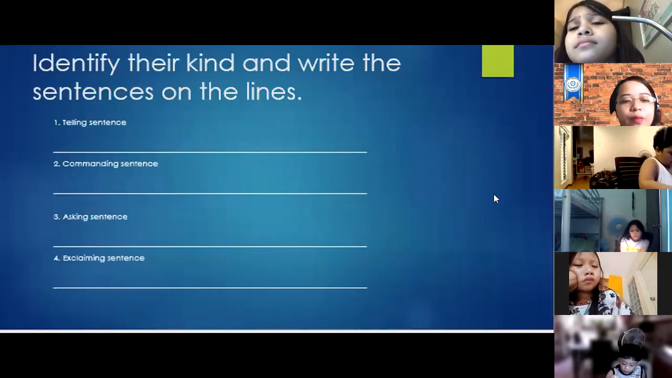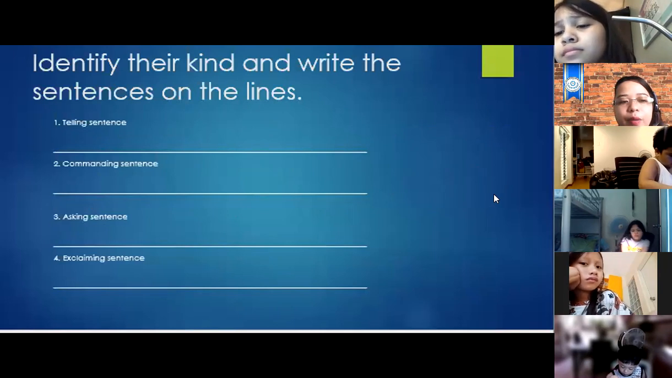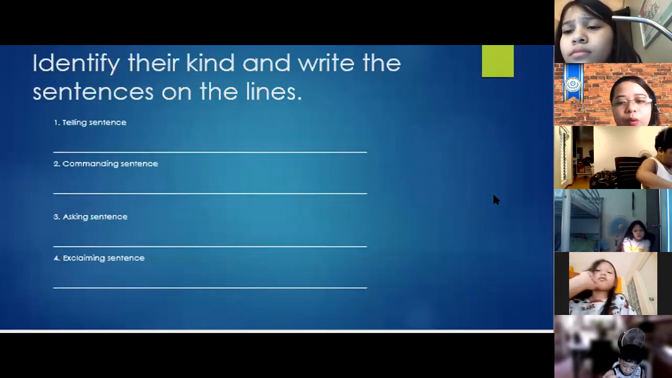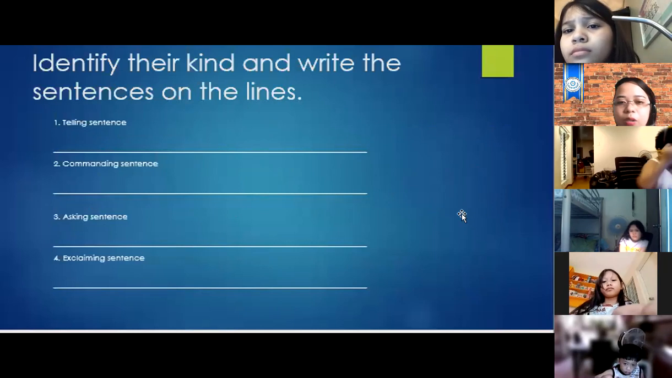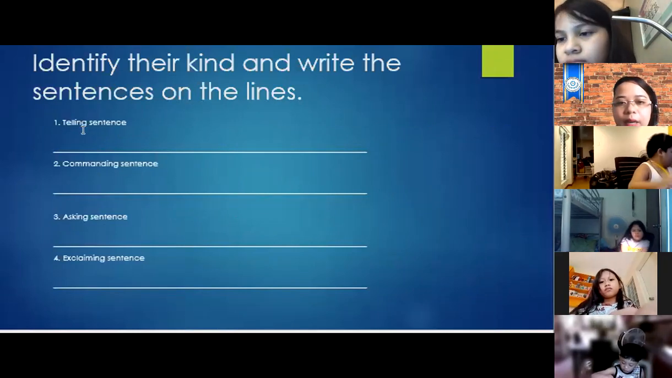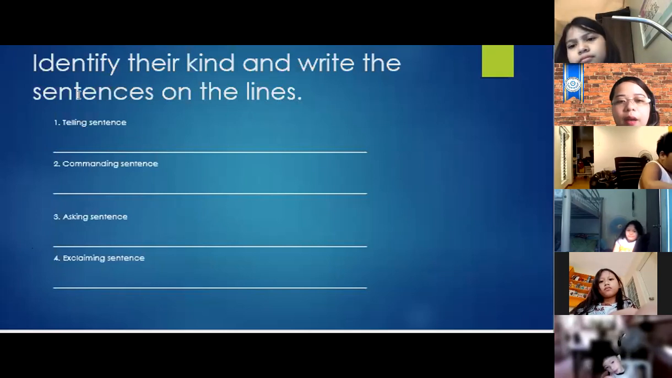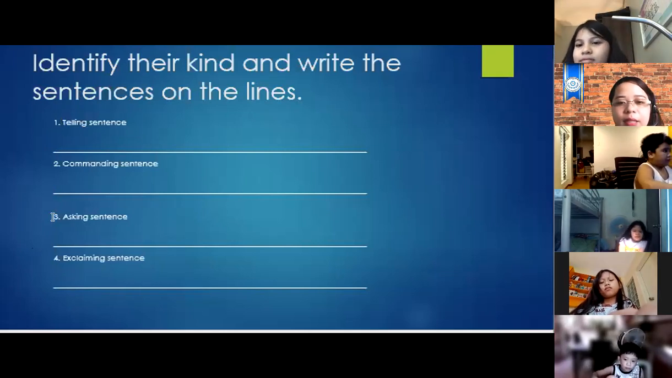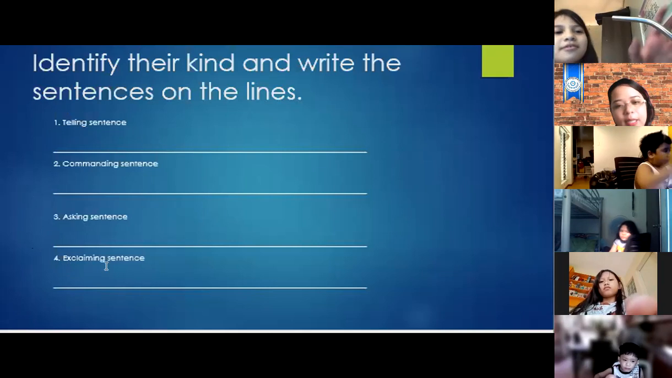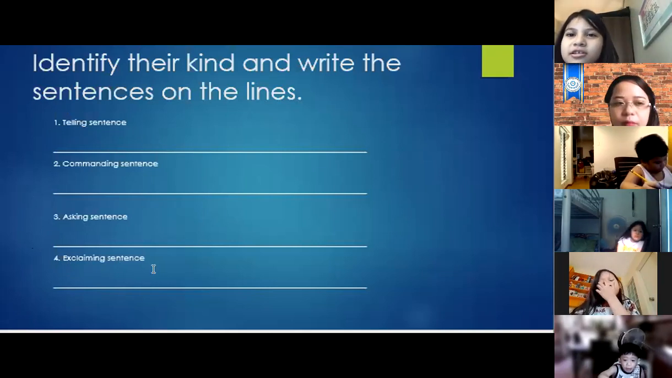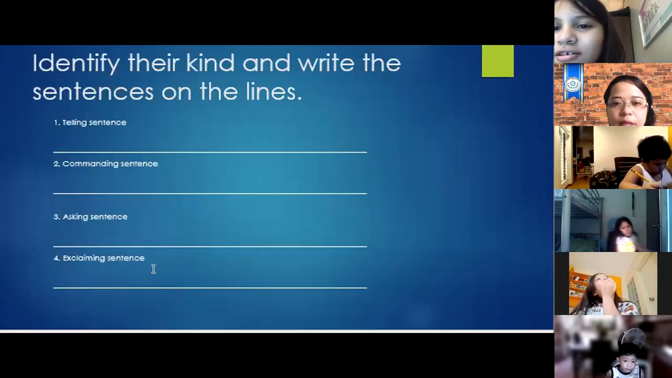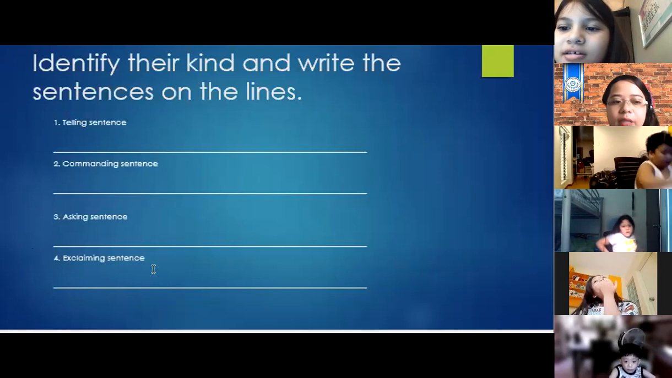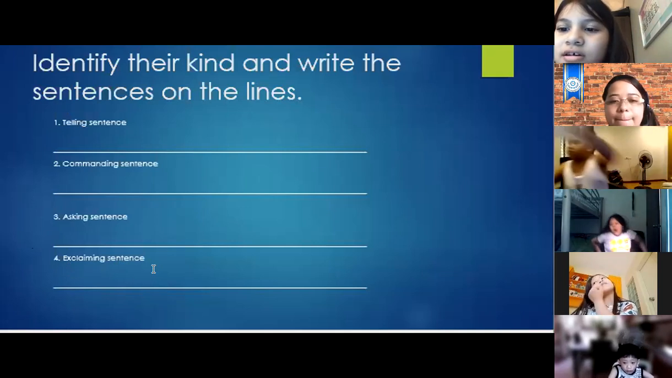I want you to provide an example. You may use your whiteboard or the chat box to provide example sentences using the following kinds of sentence. You have telling sentence, commanding sentence, asking sentence, and explaining. Teacher? Like we're writing sentences and write sentences according to the kinds of sentences.